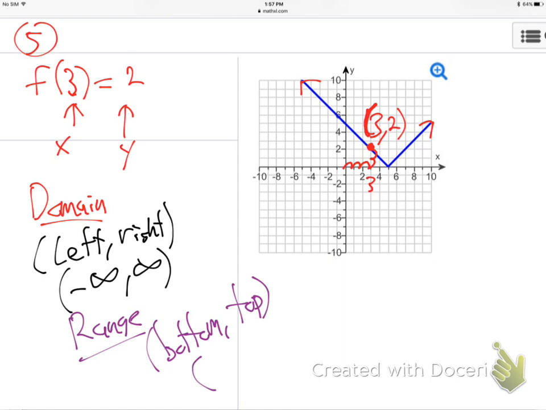So what's the bottom of this graph? What's the lowest this graph goes? Now remember, with range, we're thinking heights.